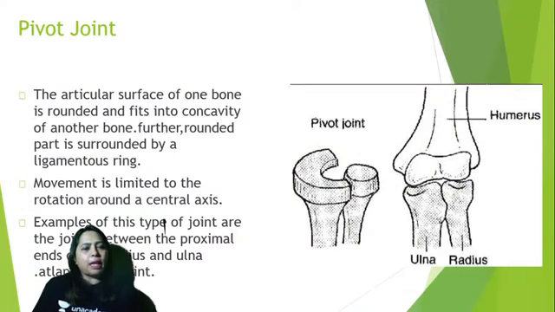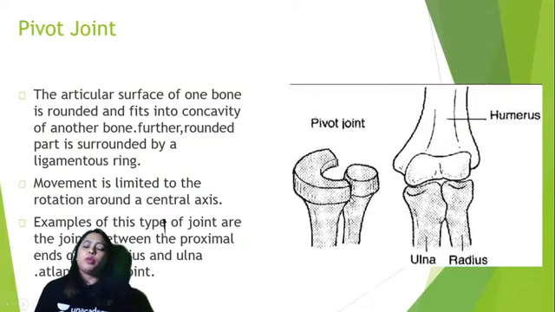Next one is pivot type of joint. What is pivot type of joint? Here you have a concavity where another bone fits into it and you have some sort of a rotatory movement. And both of them are secured in place by ligaments. In this case, you can see the radius and ulna that is secured by annular ligament. So you can see it goes around them and within the joint cavity, it produces the movements.